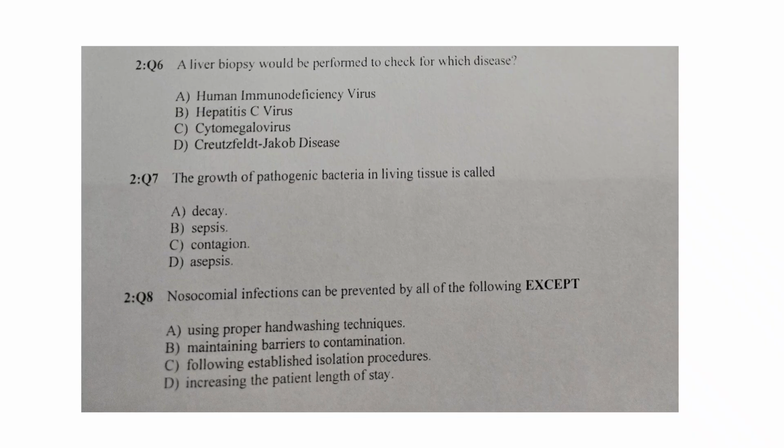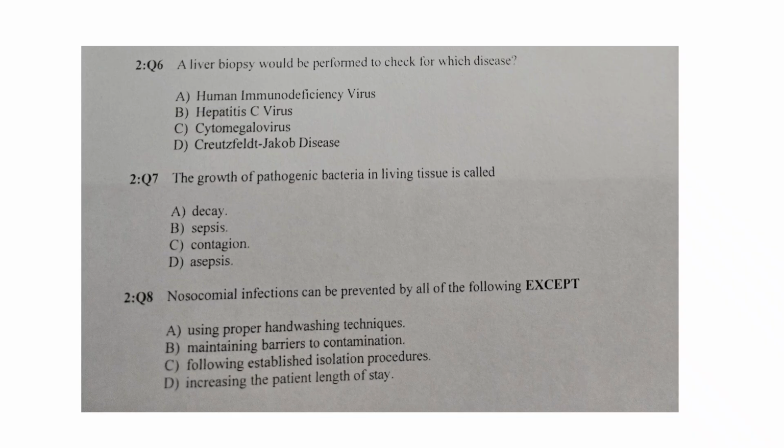Question 7. The growth of pathogenic bacteria in living tissue is called A, decay, B, sepsis, C, contagion, or D, asepsis. And the answer is B. The growth of pathogenic bacteria in living tissue is called sepsis.